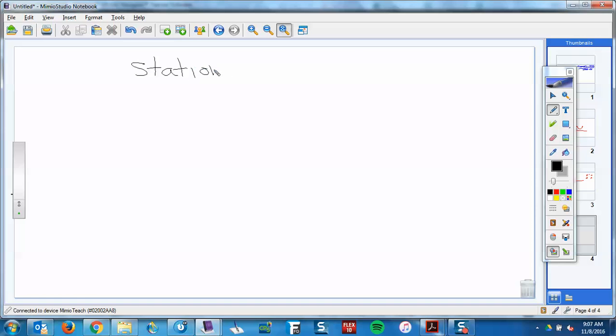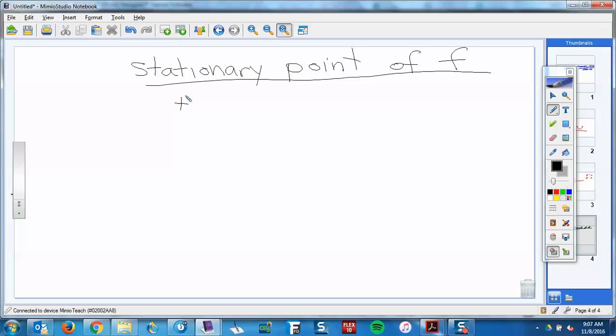These are very important. The term stationary point of f. A stationary point of f is the x value where f prime of x equals 0. Okay? A stationary point is the x value where f prime is equal to 0.